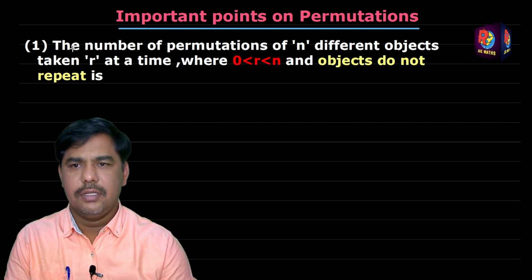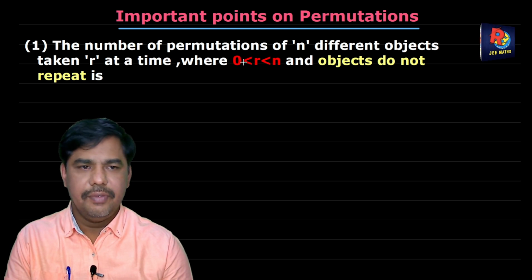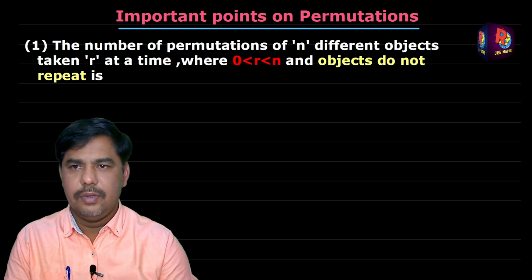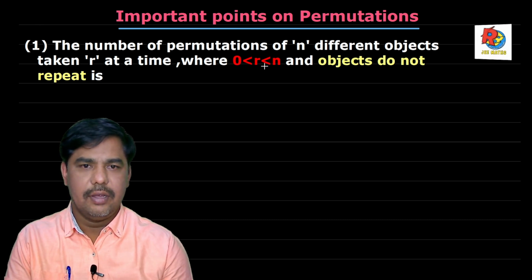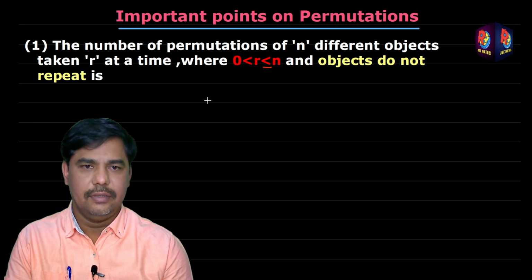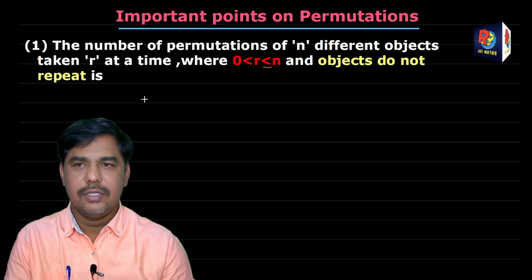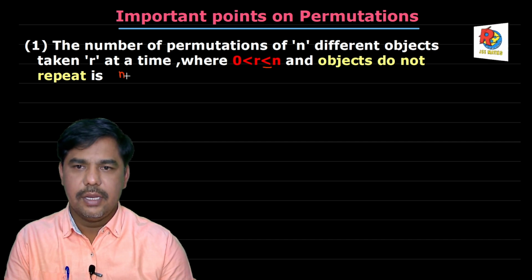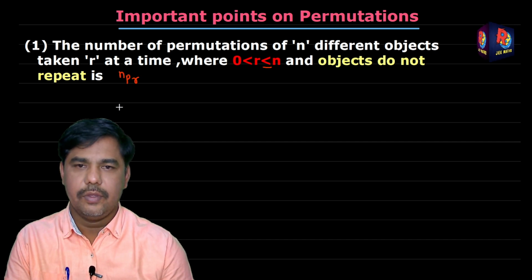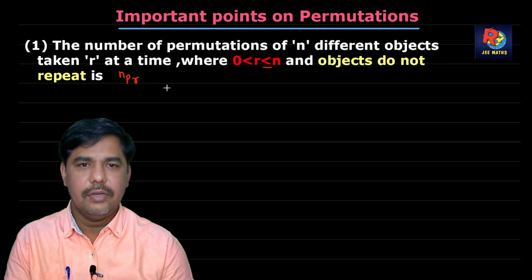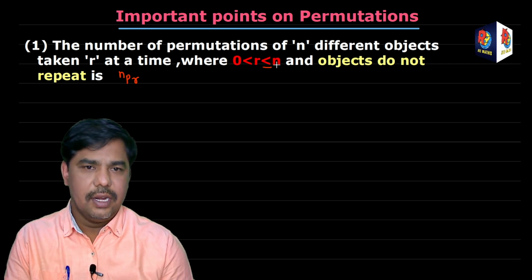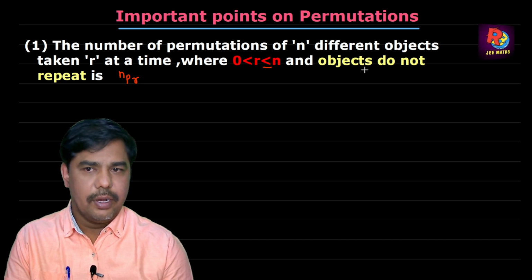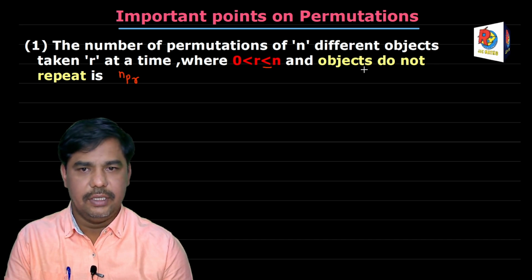Just observe this. The number of permutations of n different objects taken r at a time. Here you need to observe that 0 is less than r is less than or equal to n, and objects are not repeated. So objects are not repeated means compulsorily the formula is nPr only. Here the condition you need to remember: r value should be less than or equal to n, and objects are not repeated. That means without repetition.